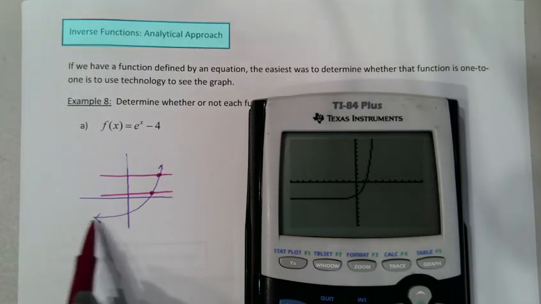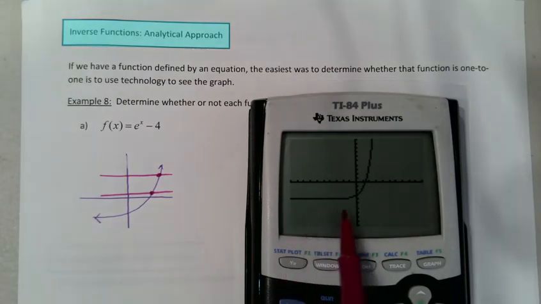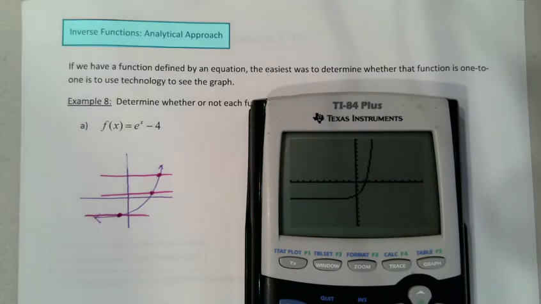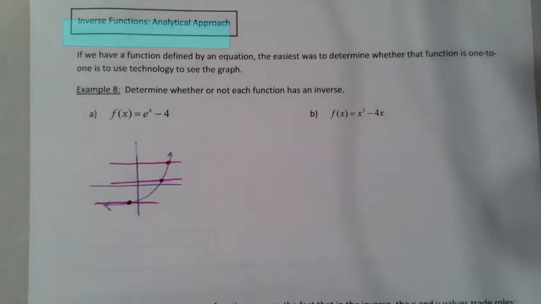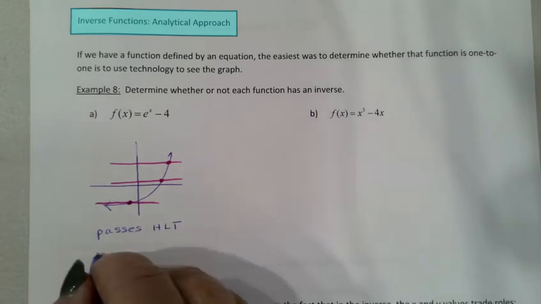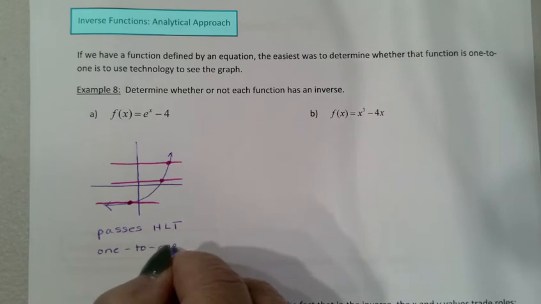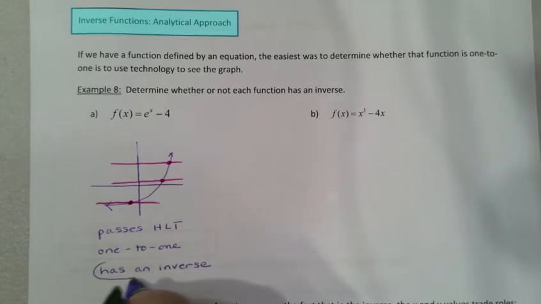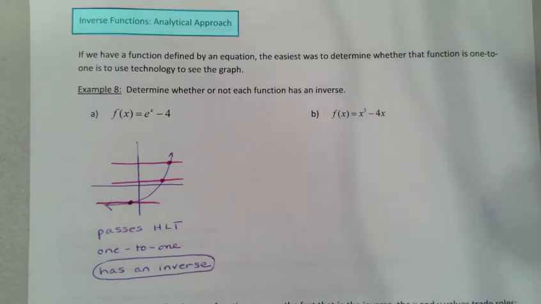I know that way down here near the horizontal asymptote, it may look like that's a horizontal line, but remember we know from our previous experience with graphing that that keeps on decreasing ever so slightly all the time. So technically, even over here near the horizontal asymptote, there's really only one point at a time that gets hit by the horizontal line. So that one passes the horizontal line test. And that tells me it's 1-to-1. And that tells me it has an inverse. Right this moment, we're not being asked to find it yet. We're just being asked, does the function have an inverse? And yes, in this case, it does.